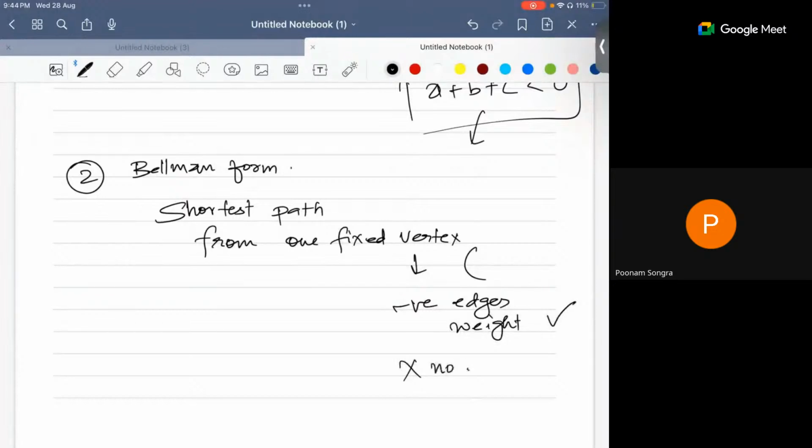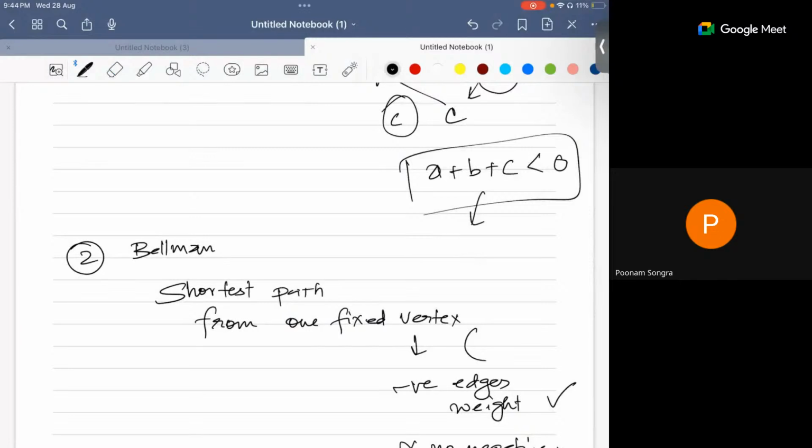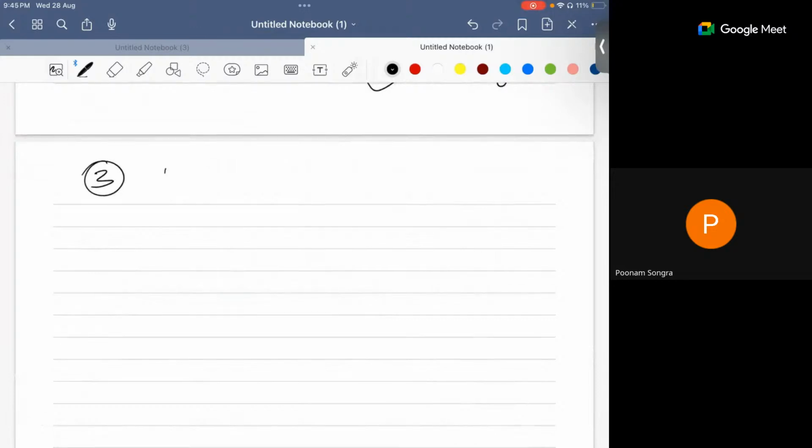No negative cycle. This should not work. So if it has a negative cycle, it will not work. Bellman-Ford algorithm.